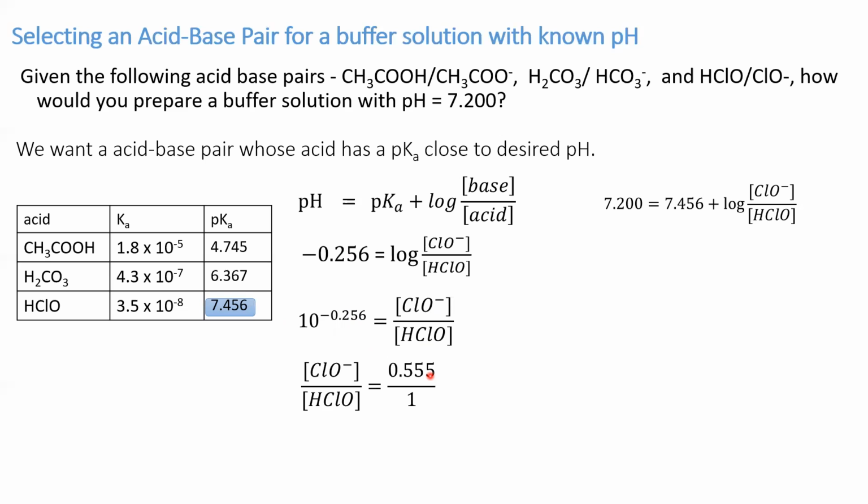Okay, well, what does that mean? It means the ratio of the concentration of the base to the concentration of the acid is 0.555 to 1. So if we wanted to make a buffer solution that has a pH of 7.200, we would need 1 molar hypochlorous acid combined with 0.555 molar hypochlorite ion. This would come from sodium hypochlorite, but the sodium is a spectator, so it doesn't matter. And if we mix these two solutions together, the pH of that buffer solution will be 7.200.